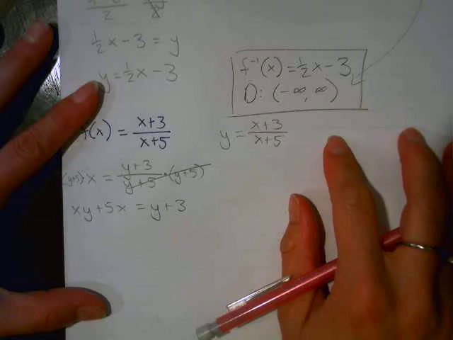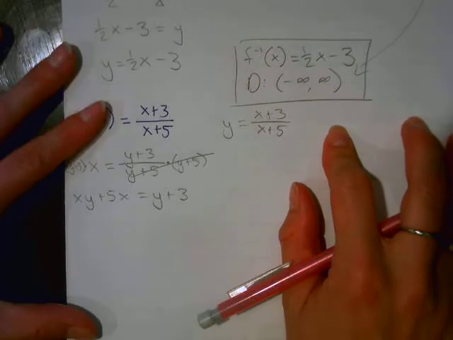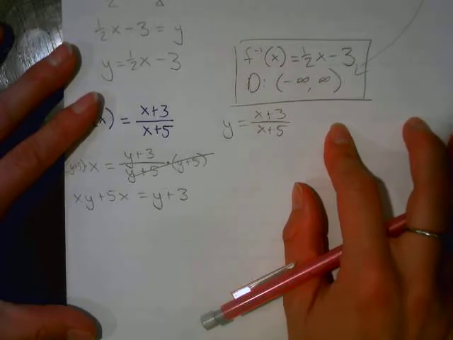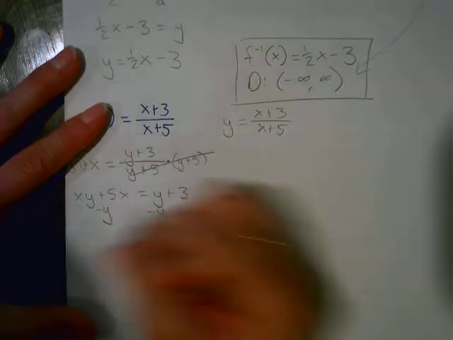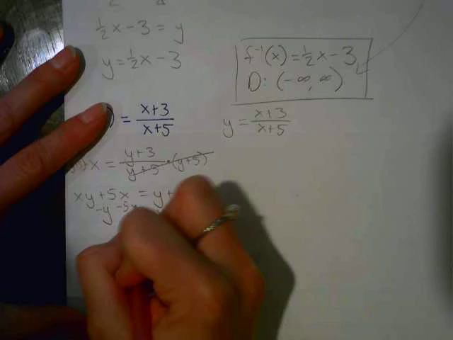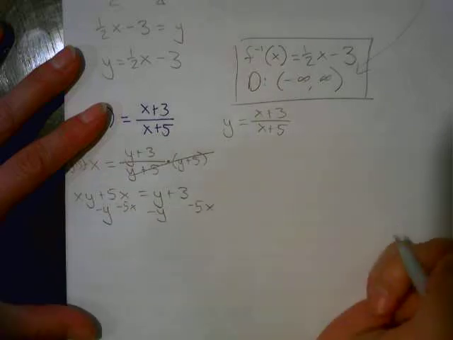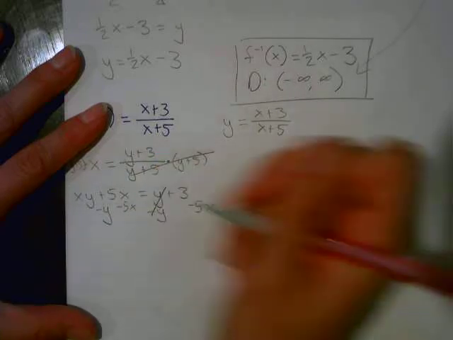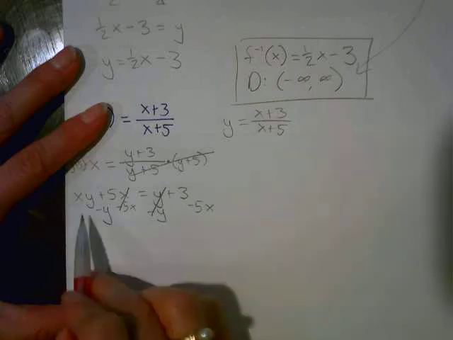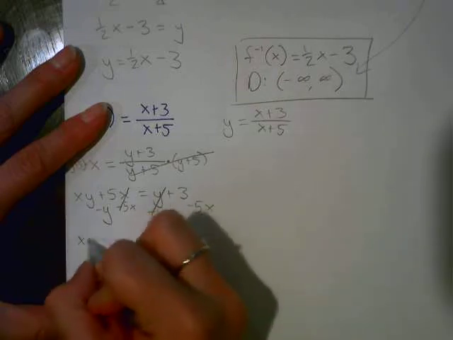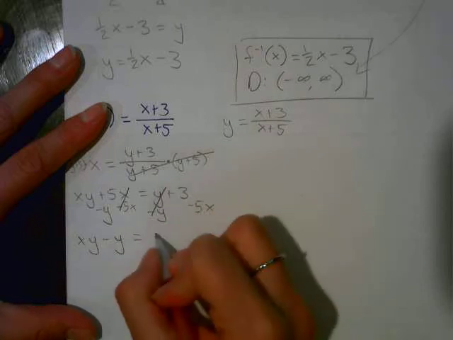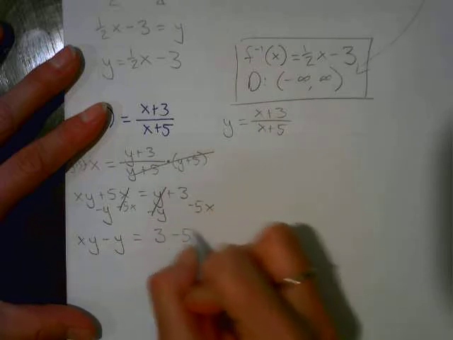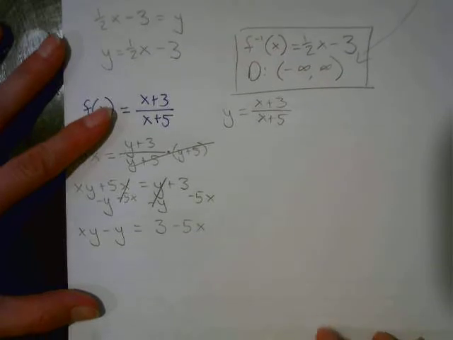Okay, my goal whenever I have something like this is to get my y terms together and my terms that do not have y together. So I'm going to subtract this y over to this side, and then I'm going to subtract my 5x over to the other side. So my y's will cancel, my 5x's will cancel. On this side, these are not like terms, so I'll end up with xy minus y. And on the other side, these are also not like terms, so I'll end up with 3 minus 5x like this. Just moving things around a bit.